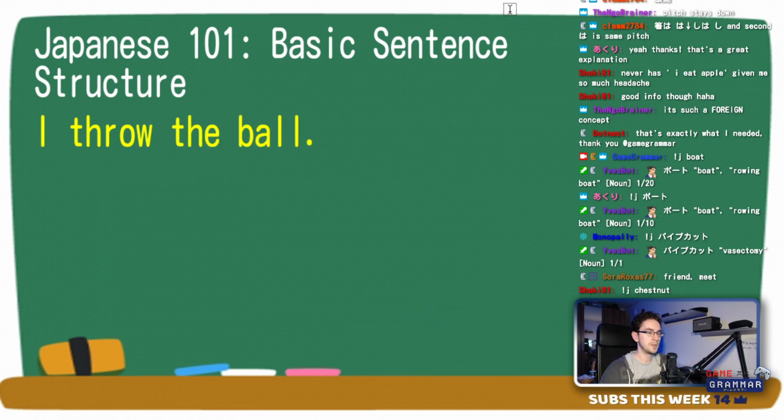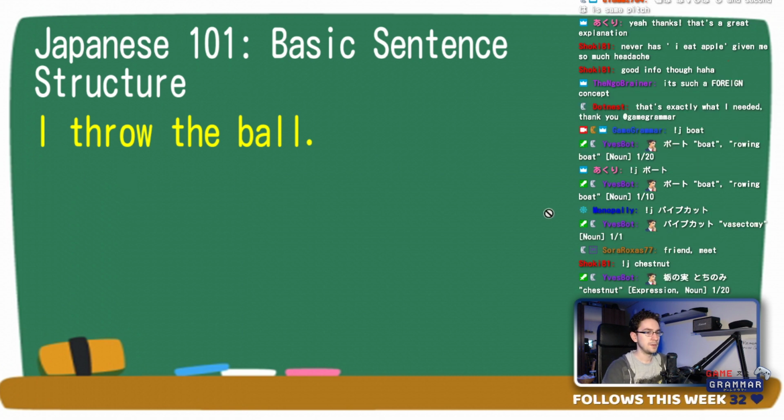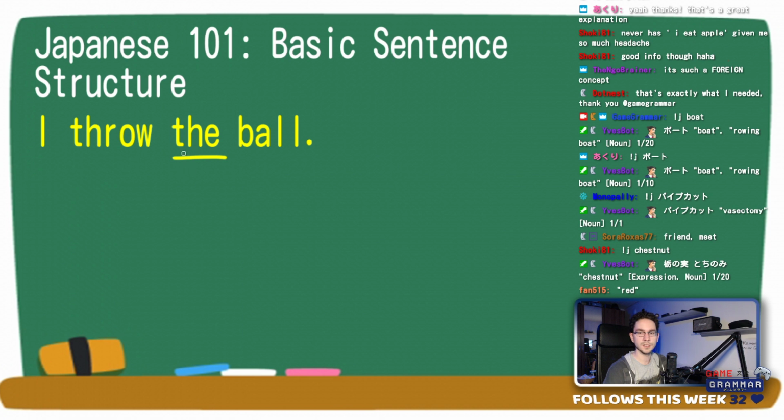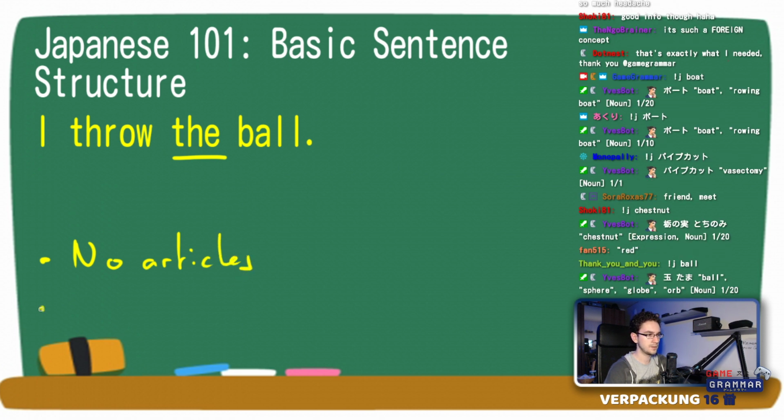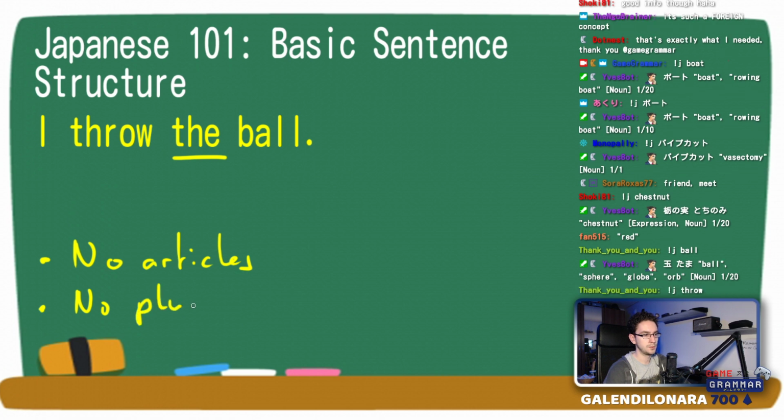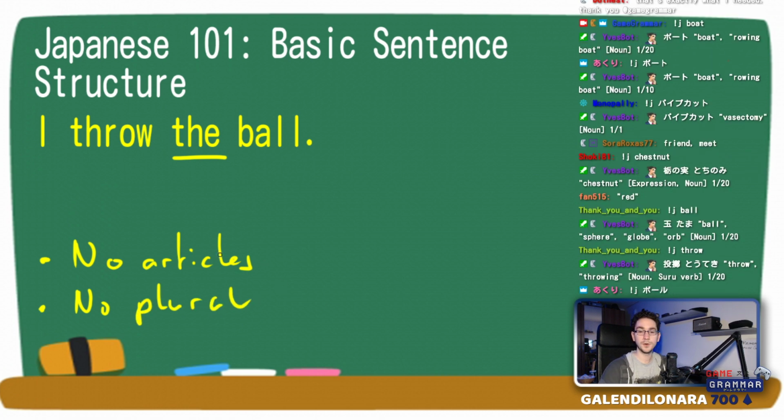Remember that in Japanese we don't have articles. This doesn't exist. We don't have articles in Japanese. So the two things: no articles needed, like "the" doesn't exist. And no plural. So you don't have to worry about these things.